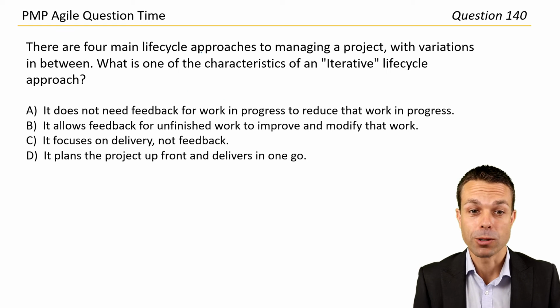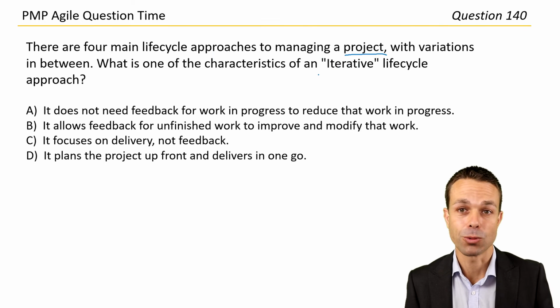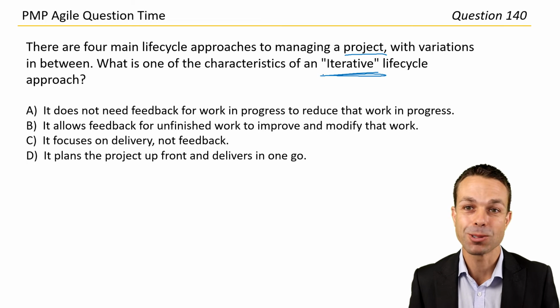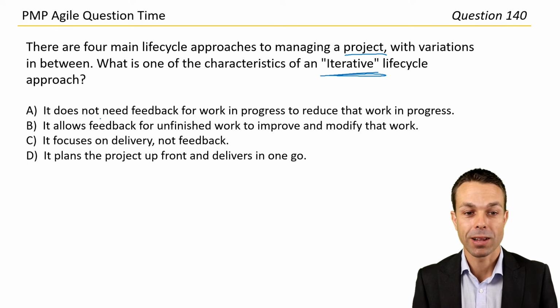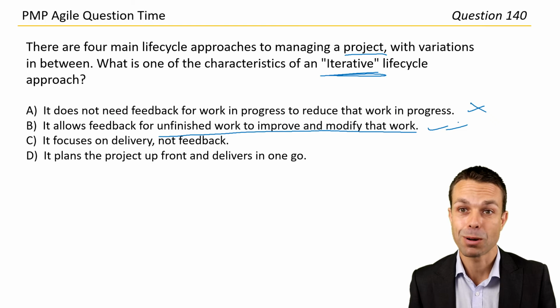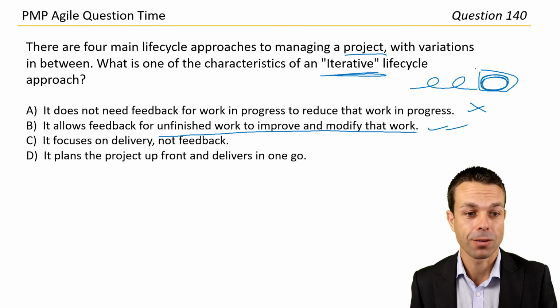There are 4 main project lifecycle approaches to managing a project with variations in between. What is one of the characteristics of an iterative lifecycle approach? And we were just talking about this, so this is really good timing. A, it does not allow feedback. No, that's not it. B, it allows feedback for unfinished work to improve and modify that work. That's probably the one. That's what we were just talking about, where we take that feedback, but we still deliver in one piece of value at the end.